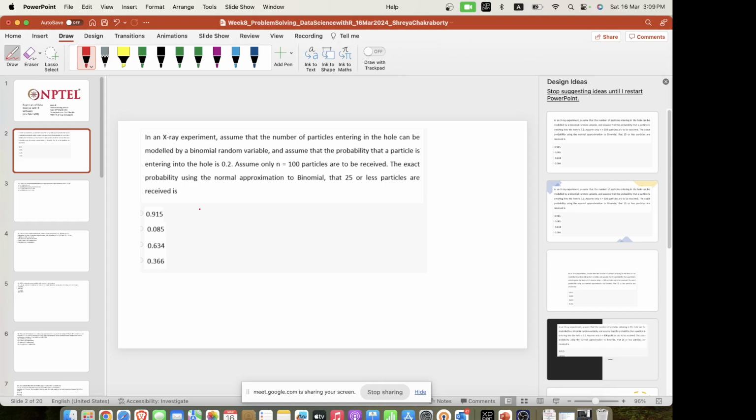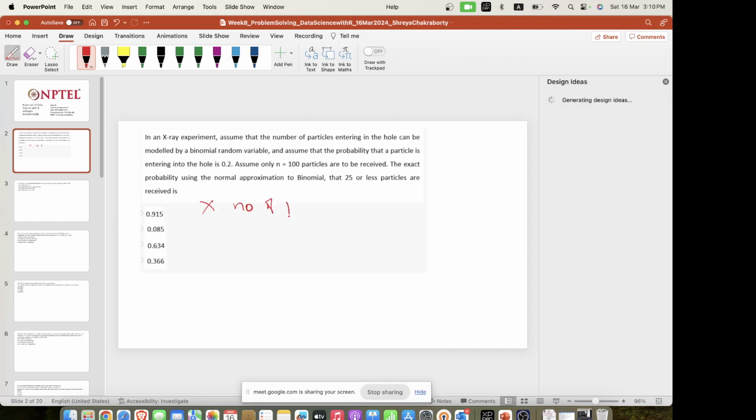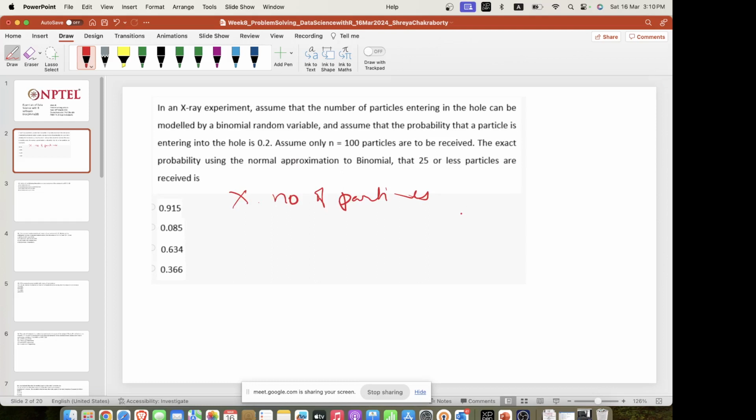Okay, so x is your number of particles entering, which follows a binomial 100, and p is 0.2, the success probability. Now you have to find out probability x less than or equal to 25. Okay, so how did you proceed?